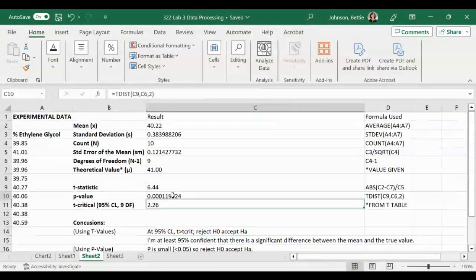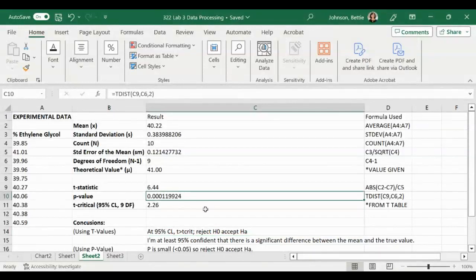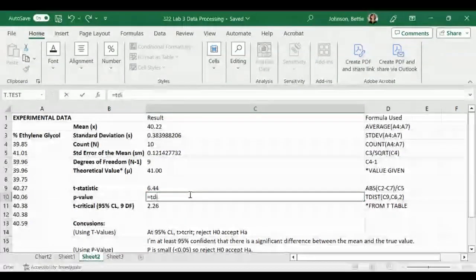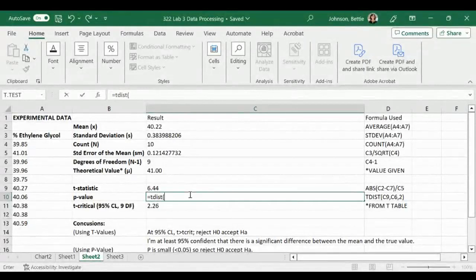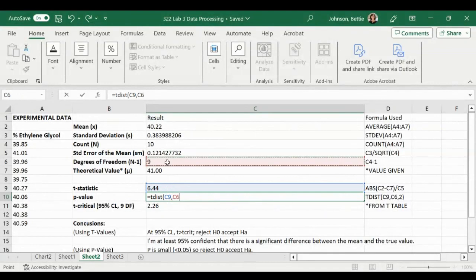Another way of analyzing the data is to calculate a p-value. It's a probability value. And for this, we use the t-distribution function in Excel. So you do equals T.DIST, and it will tell you what to put in. So first of all, you want to put in the x value, which is the t statistic that you have already calculated.